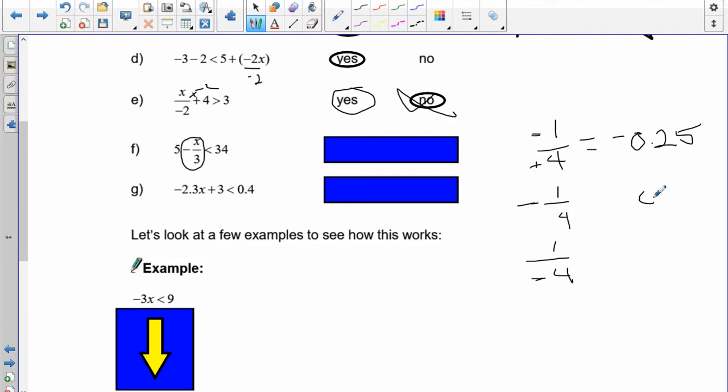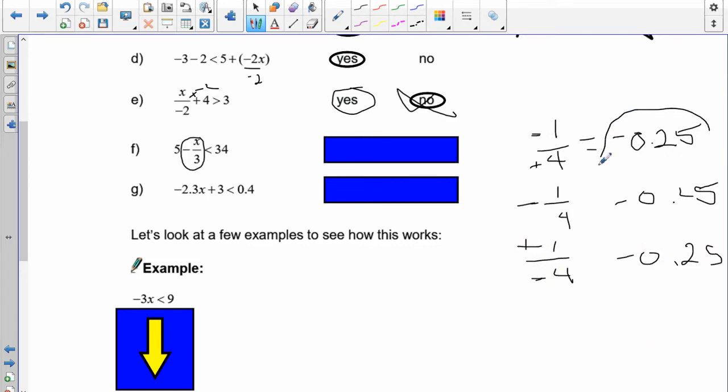1 divided by 4 is 0.25, right? And they just say here, whatever it is, it's a negative. Right? 1 divided by 4 is 0.25. And of course, a positive divided by negative, the signs are different, so that makes it a negative.